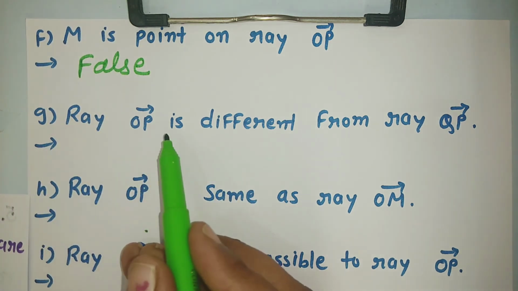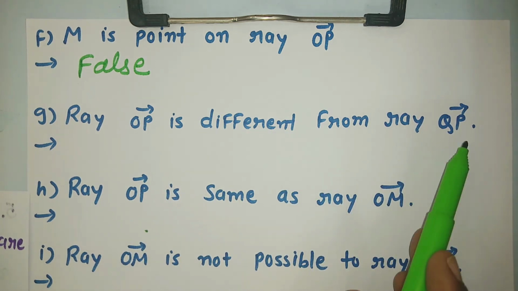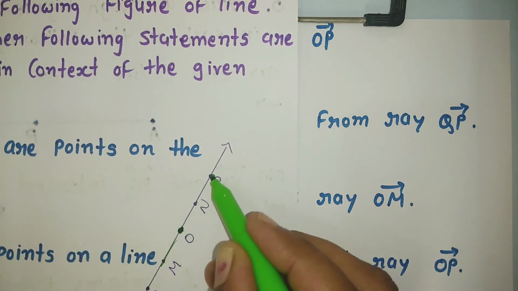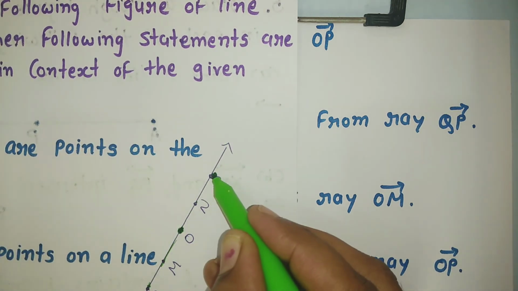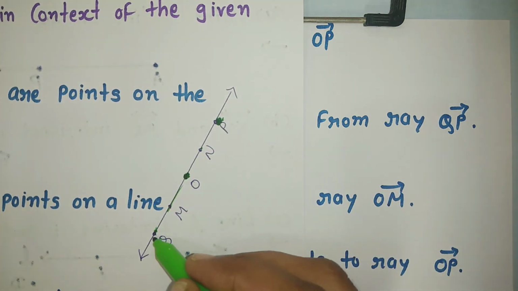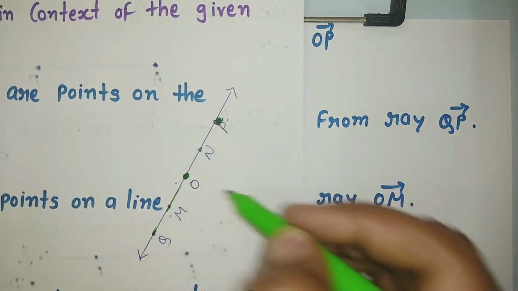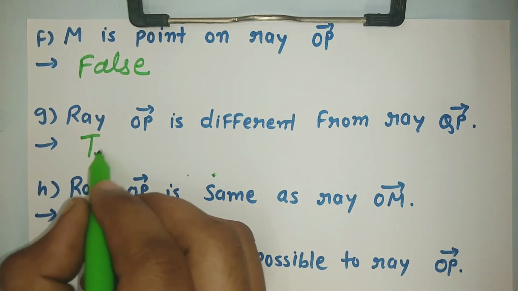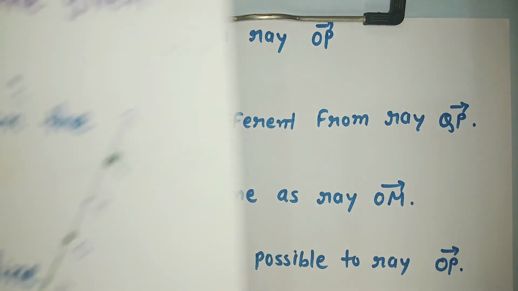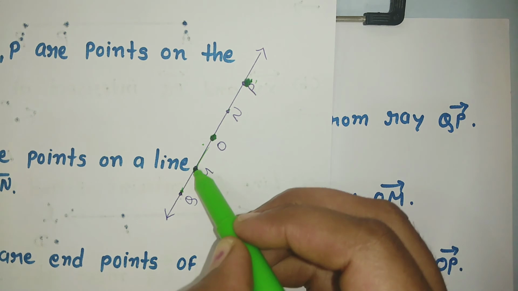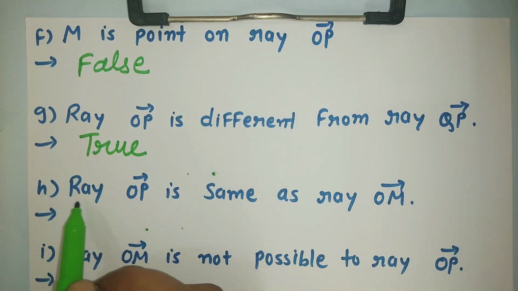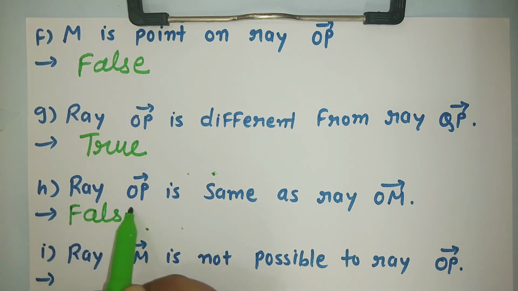Ray OP is different from ray QP. OP is different from QP. So let's see. OP, QP. Yes, they are completely different. This is OP. It started from O and ended at P. This one started from Q and ended at P. So these two rays are different. So this sentence is true. H. Ray OP is the same as ray OM. Are OP and OM ever the same? OP is going here, OM is coming here. So is this the same? No. So this sentence is false.